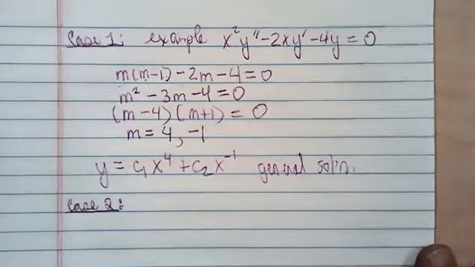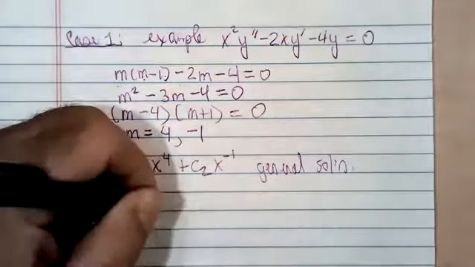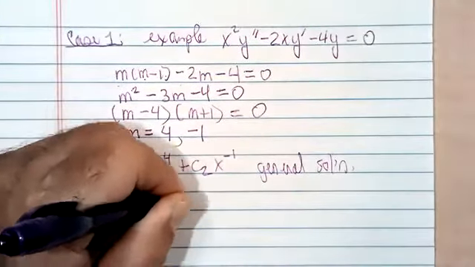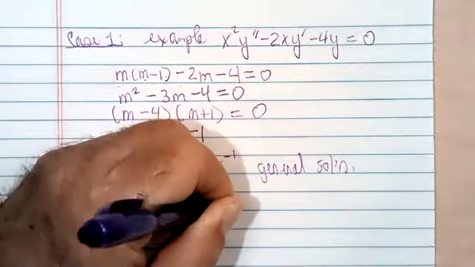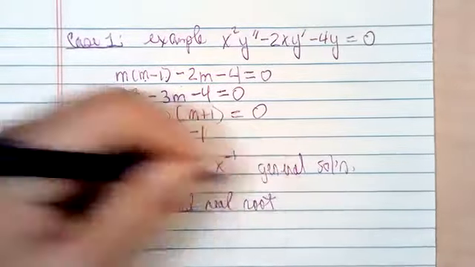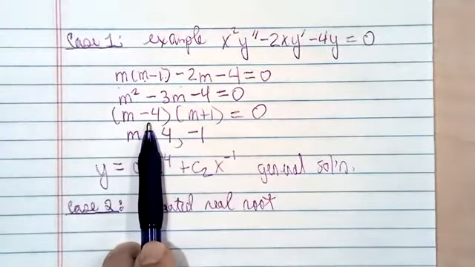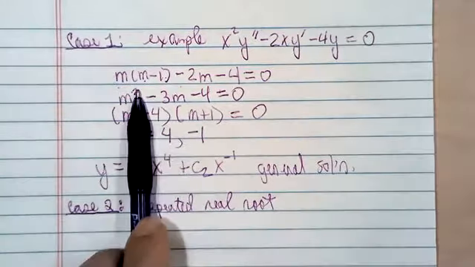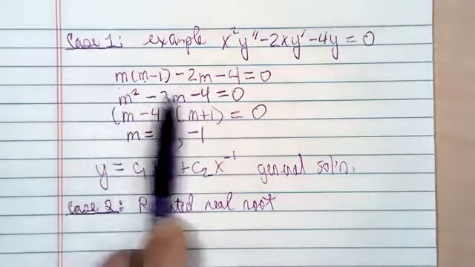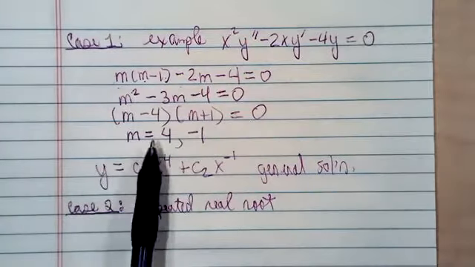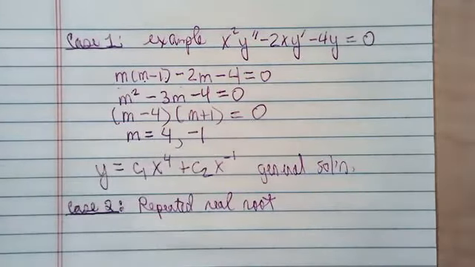Okay, so another possibility is you could get a repeated real root. Maybe the left-hand side of the auxiliary equation would factor, but you get a repeated factor, like m minus 4 all squared. Then you got 4 and 4 for your two solutions. So one solution would be x to the 4, but what's the second one? That wouldn't be so obvious.